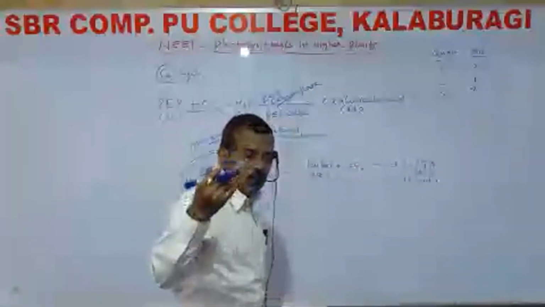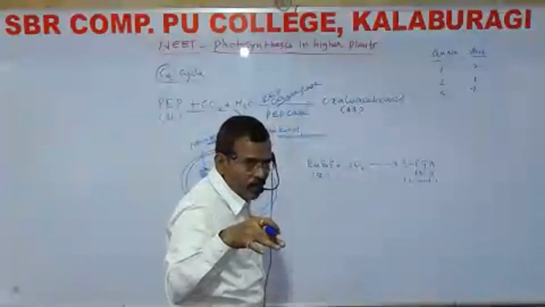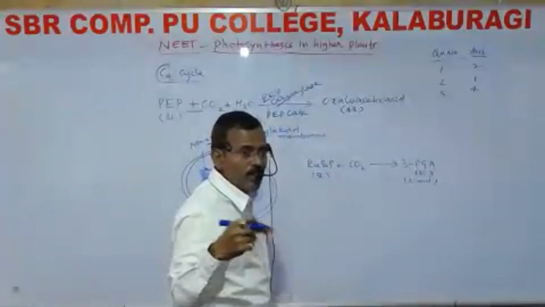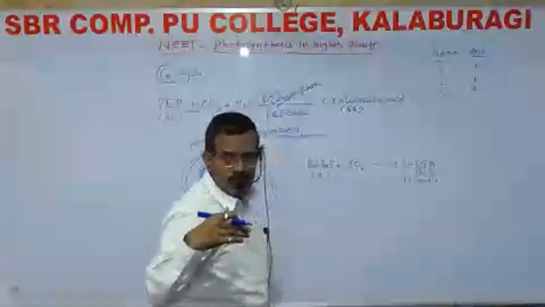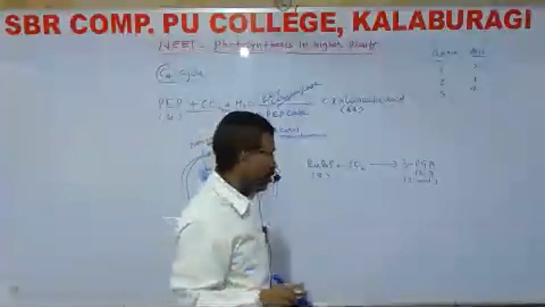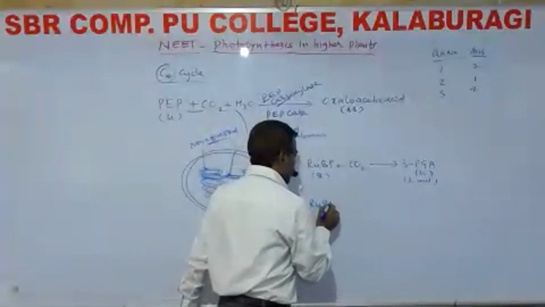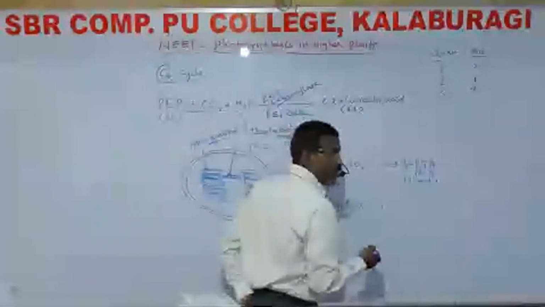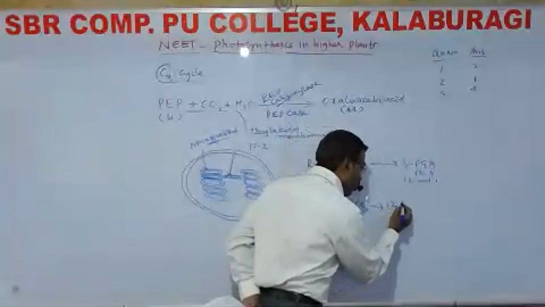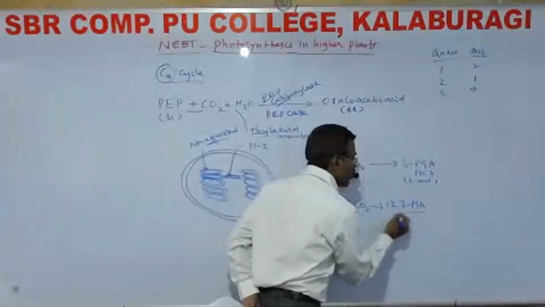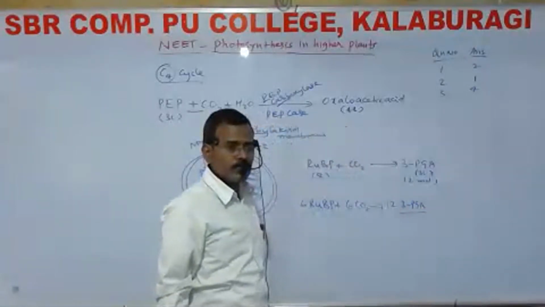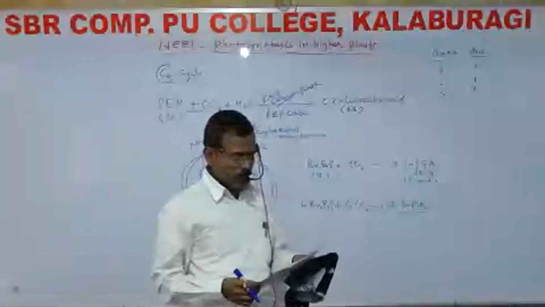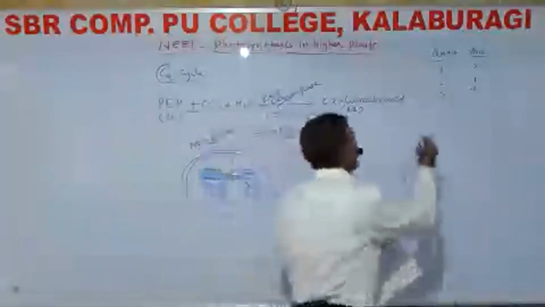Total 6 molecules of carbon dioxide are being fixed. RuBP fixes 6 carbon dioxide. So when RuBP fixes 6 molecules of carbon dioxide, how many molecules of PGA are you going to get? 12 molecules of 3-PGA. So here, what can be answered? That is 2. Okay. So 4.